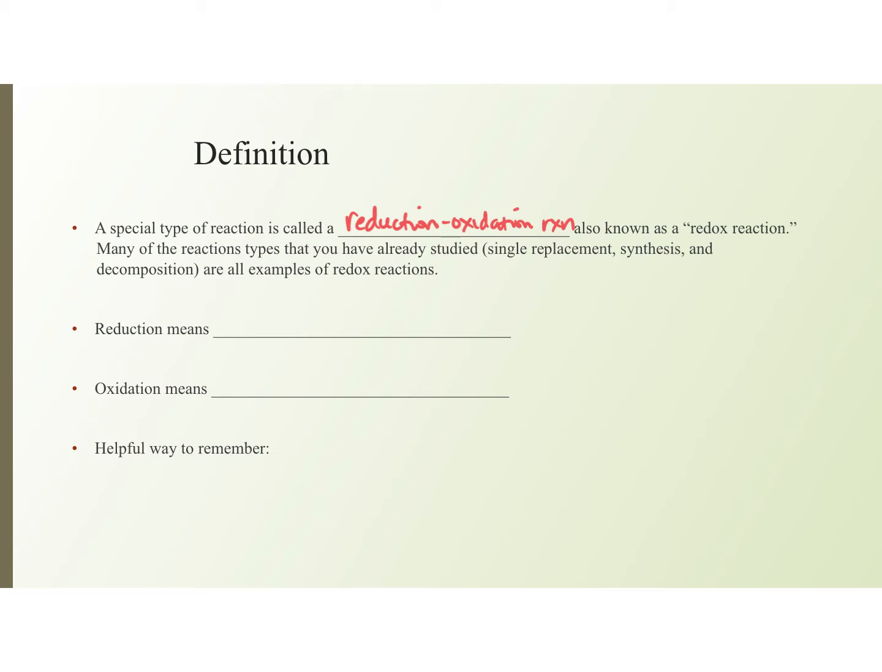Reduction means gaining electron. Oxidation means losing electron. Okay, a helpful way to remember is the acronym OIL RIG. This means that oxidation is losing, reduction is gaining. Okay, once more, oxidation is losing, reduction is gaining.